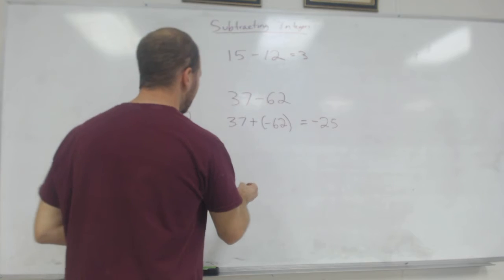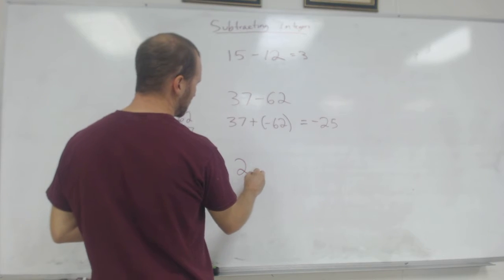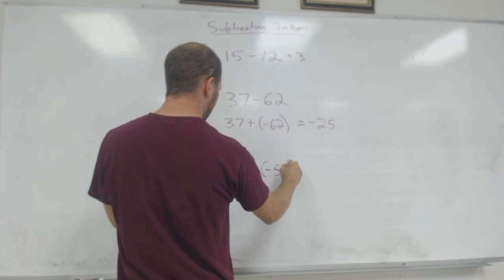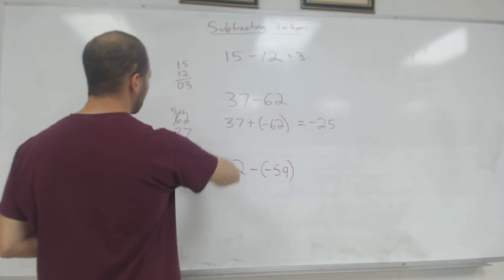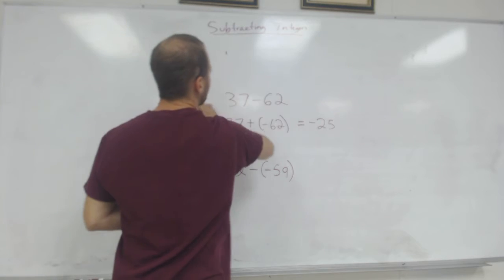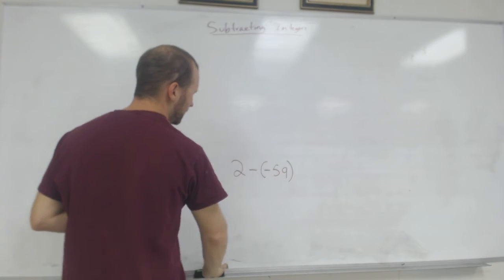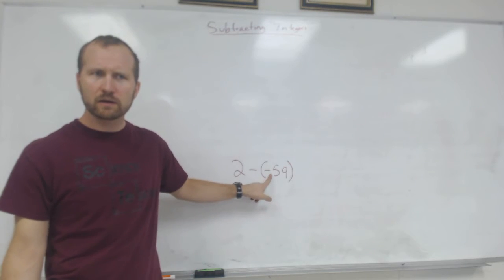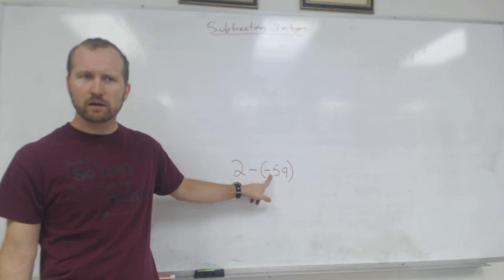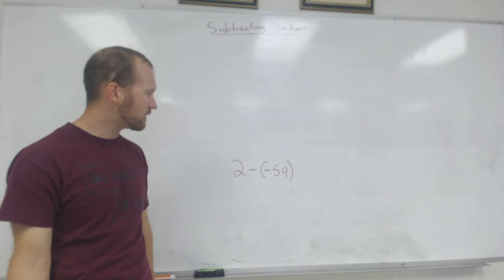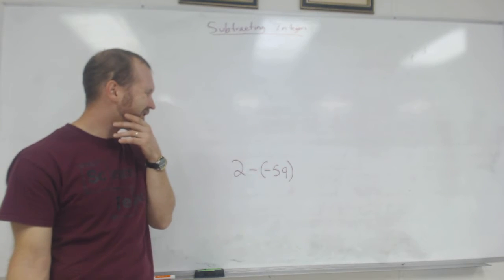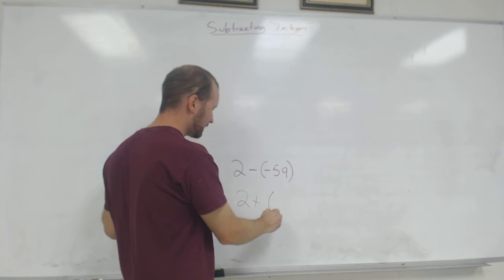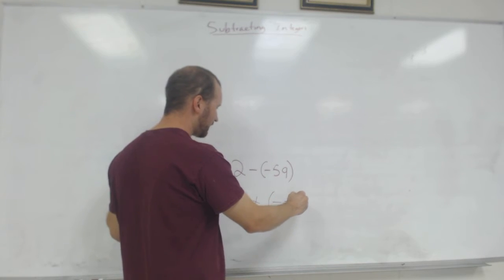What if I had something like this, though? 2 minus negative 59. What do I do there? So the rule so far was you make this plus and then you make this negative, but it's already negative. What would happen if I had 2 plus, it's like negative 59?